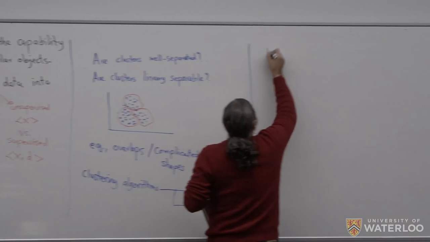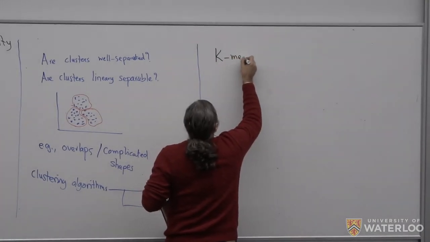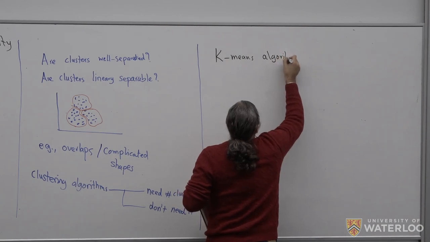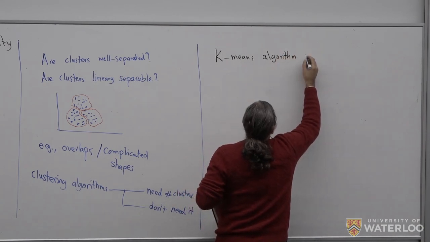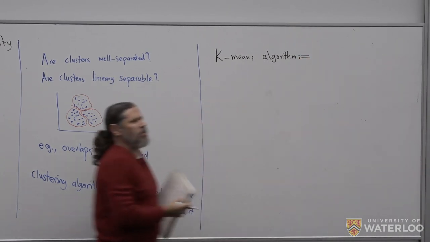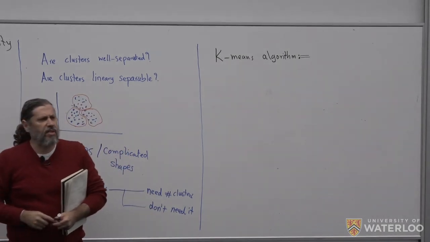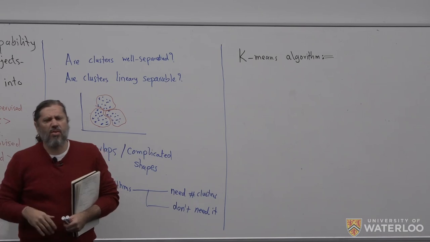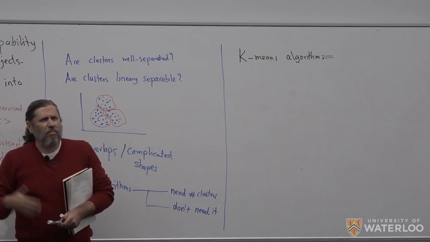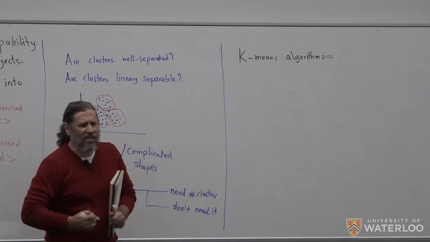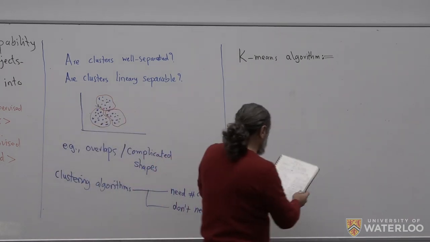So we start with k-means, the k-means algorithm. K-means was invented in the early 70s. It was based on some previous observations. Since then, many, many versions of k-means have been introduced, but the core has stayed the same, and the core is really simple.